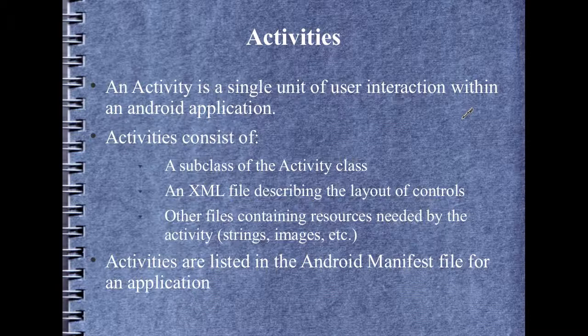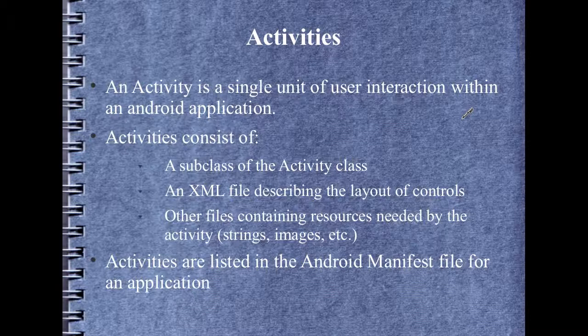They will first have a subclass of the activity class, or I should say one of its subclasses. There's some subclasses such as list activity and so forth. But basically it is a subclass of the activity class. It can also consist of an XML file describing the layout of the controls. Now in the context of Model View Controller, we can think of the activity class as the controller of a view, and the XML file as the view itself.